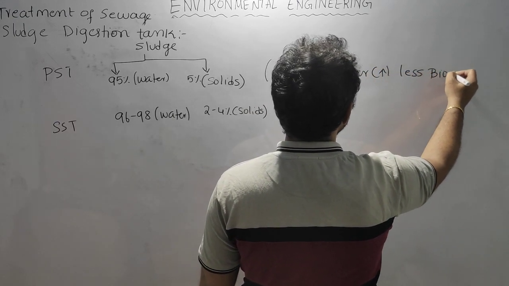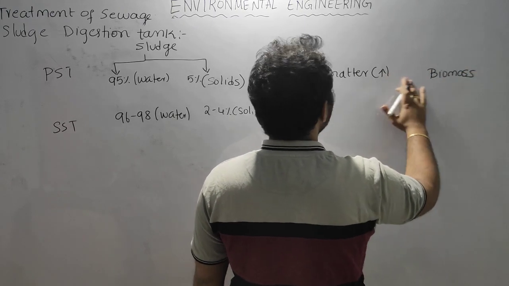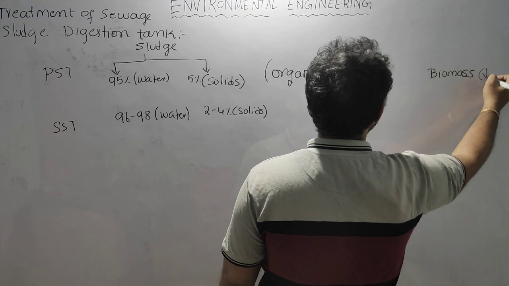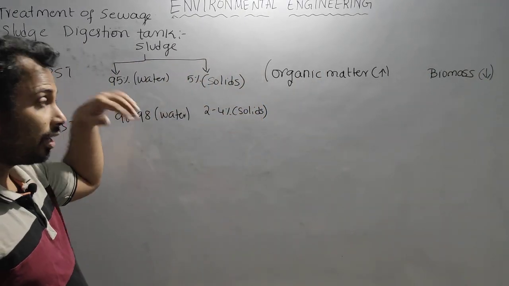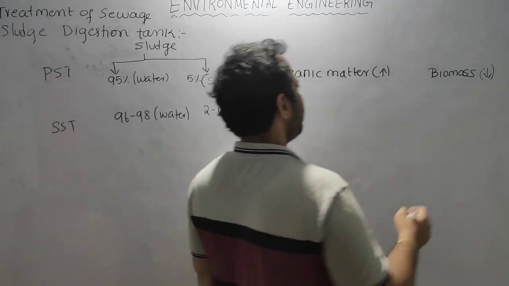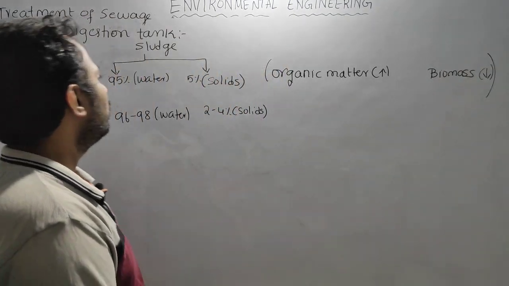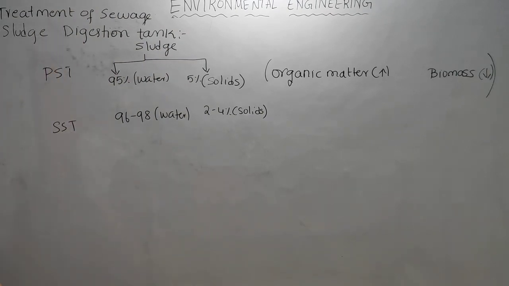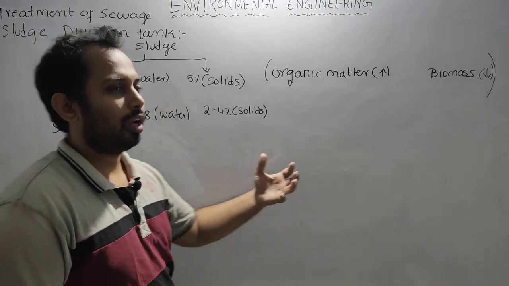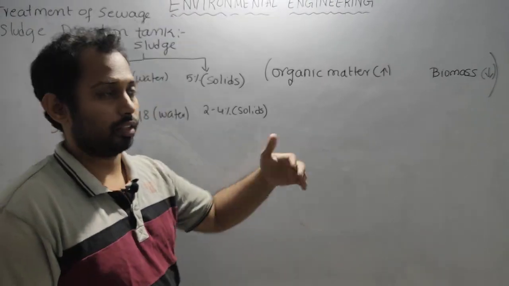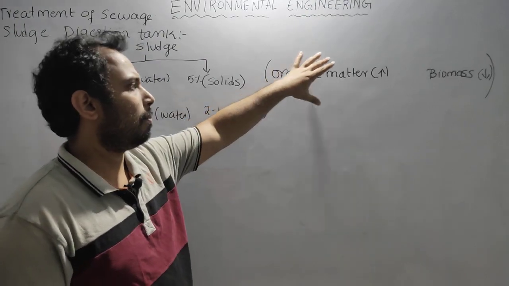That is, the microorganisms will be few, so organic matter will be more and biomass less in the primary sedimentation tank, because we are removing it before the treatment has started. So in the primary sedimentation tank we are not allowing decomposition to take place. Whatever sludge is coming, we take it out of the sedimentation tank and bring it to the sludge digestion tank. So there organic matter will be more, biomass will be less.